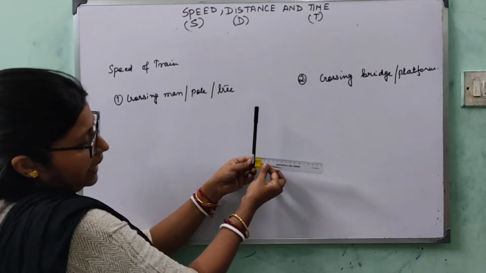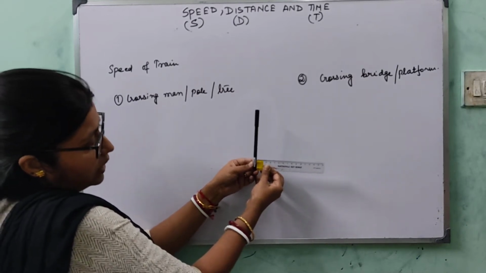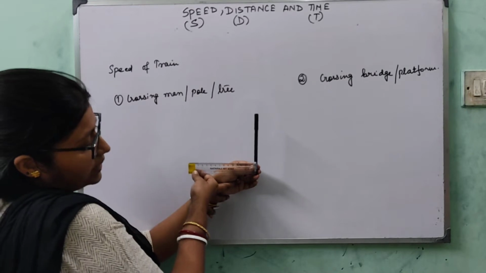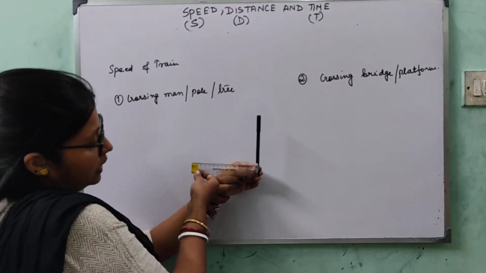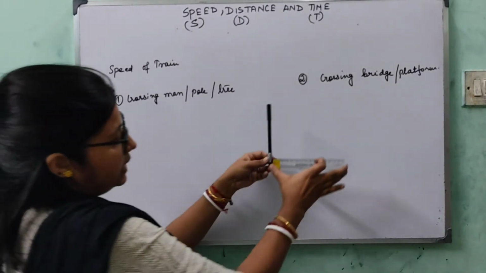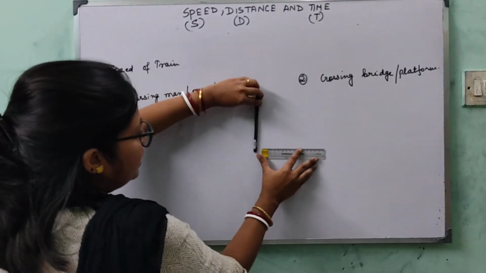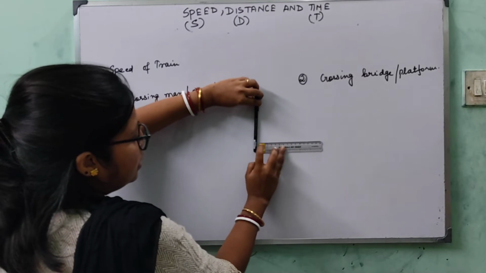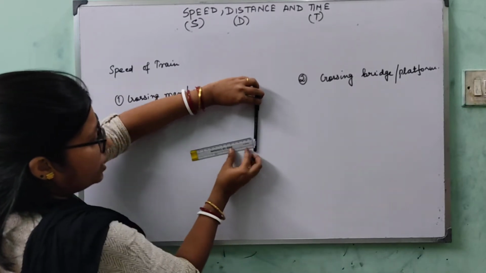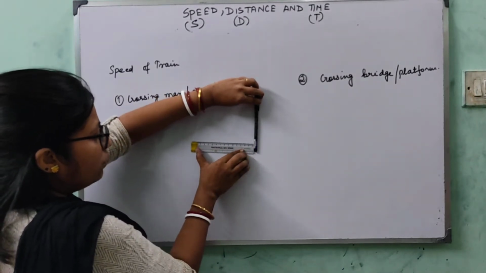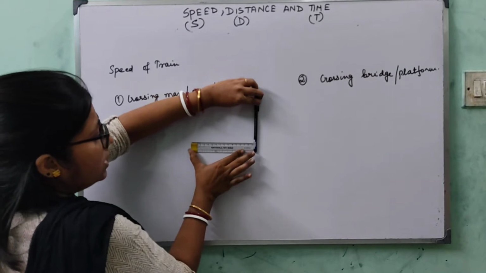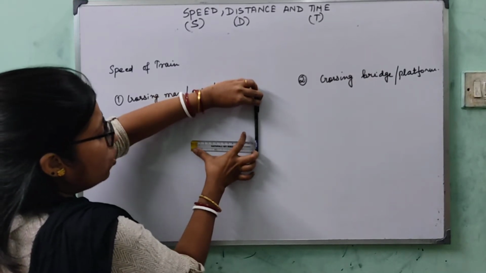Look at this yellow mark. The yellow mark at the initial position was over here. And what is the position of the yellow mark when the entire train has crossed the pole? The train has traversed a distance equal to its own length. So this was the initial position, the starting position, and when the train entirely crosses, the yellow slit of paper is here now. So what is the distance travelled by the train? The train travels a distance which is equal to its own length.